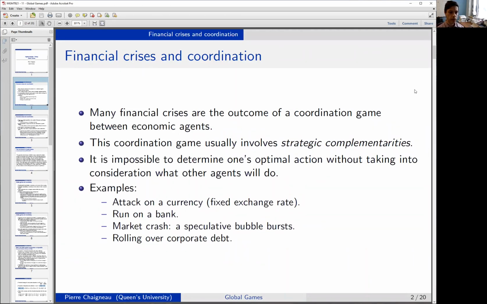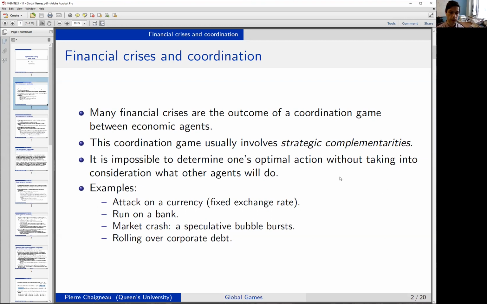So coordination is very important in finance. We saw last week in the Diamond and Dybvig model that to understand bank runs and the fragility of financial intermediation, it's very important to take into account coordination between bank depositors, in particular that the behavior of bank depositors involves strategic complementarities. That is, my incentives to take one specific action increase if I see that other agents are also taking the same action. For example, if I see that people are lining up to withdraw their savings from the bank, I also have an incentive to do the same thing.